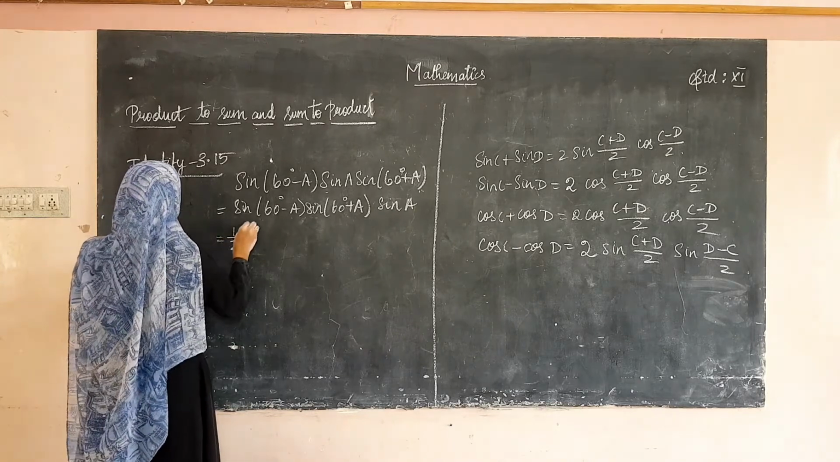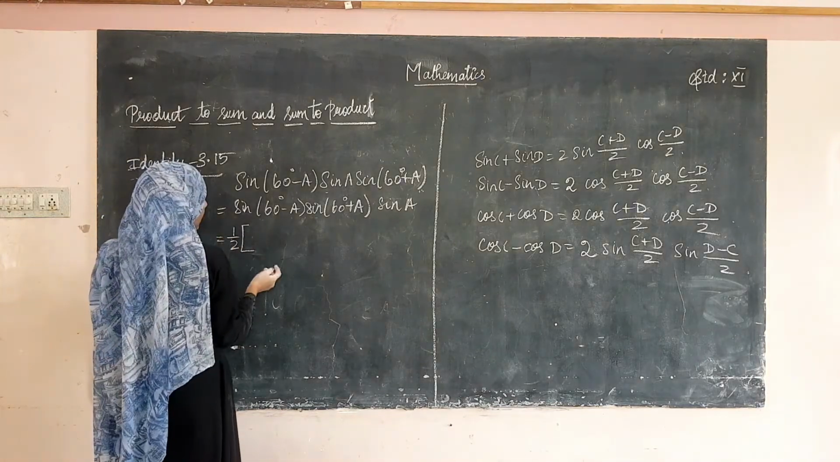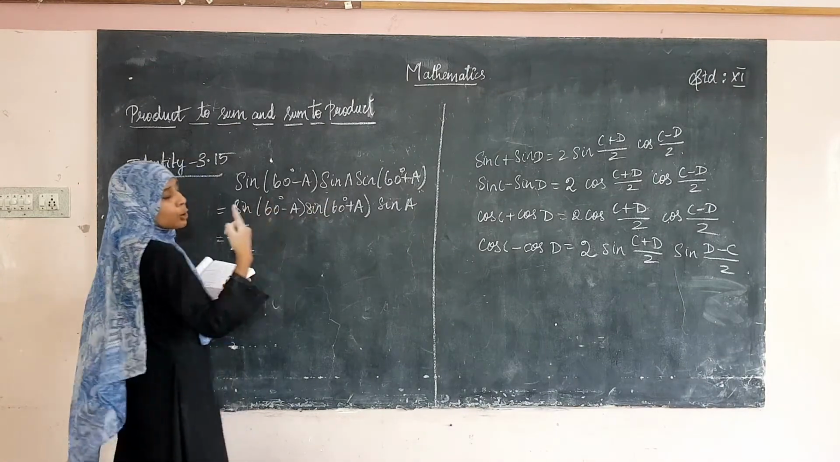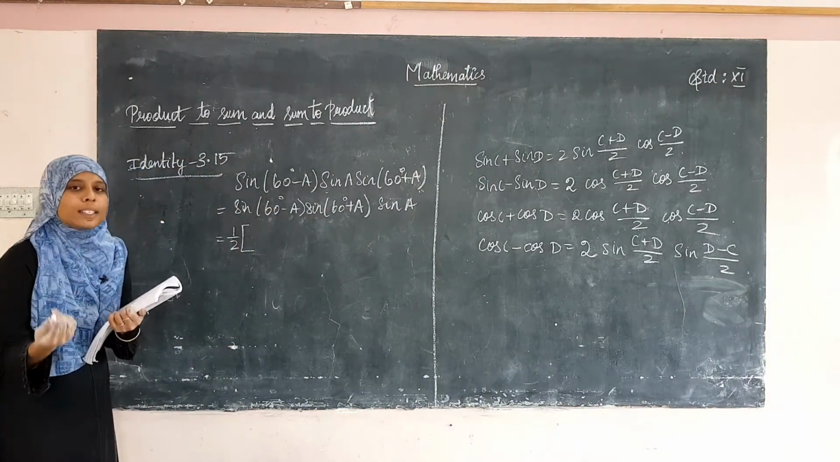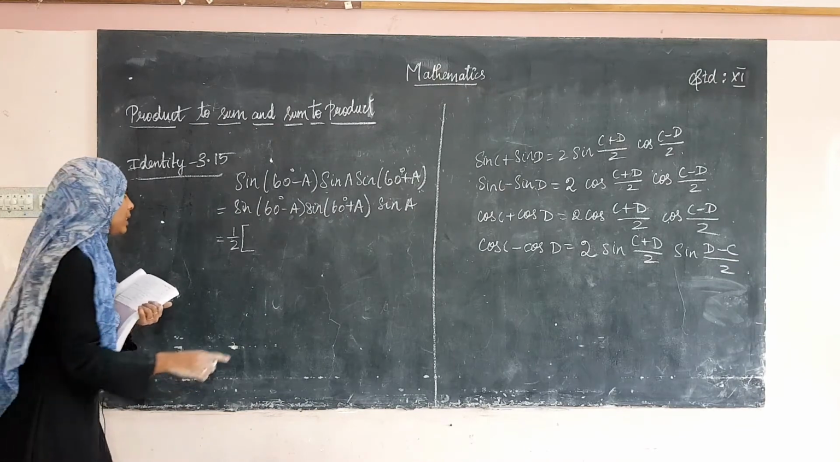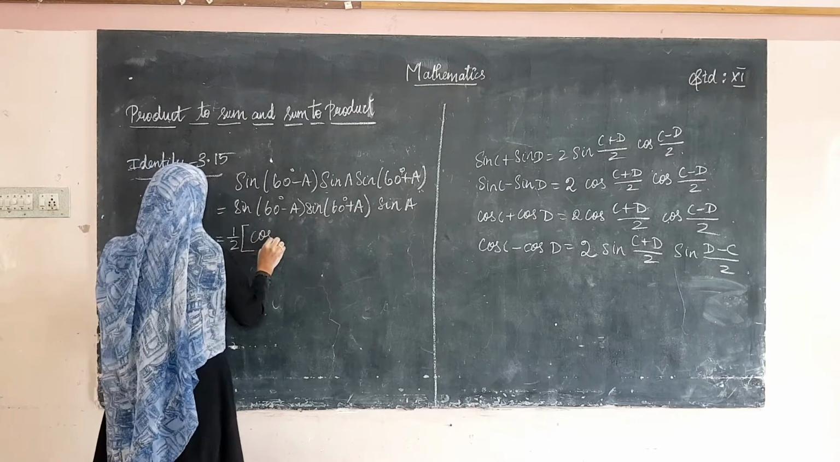Using that formula, how can we change this? 1 by 2 into cos(A−B), that is 60 minus A minus 60 minus A, it becomes cos(−2A). Cos of minus theta can be written as cos theta, right? So here it becomes cos 2A.